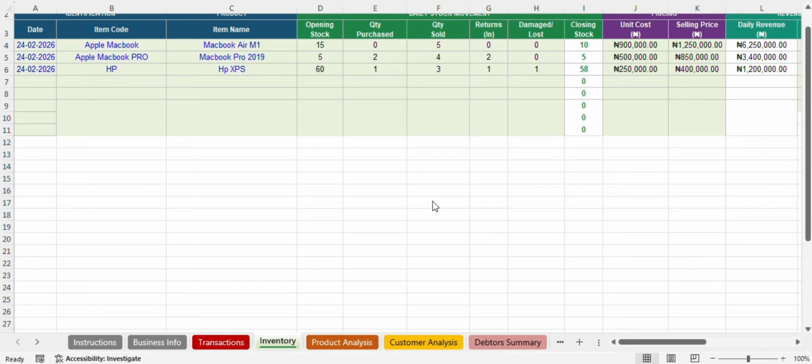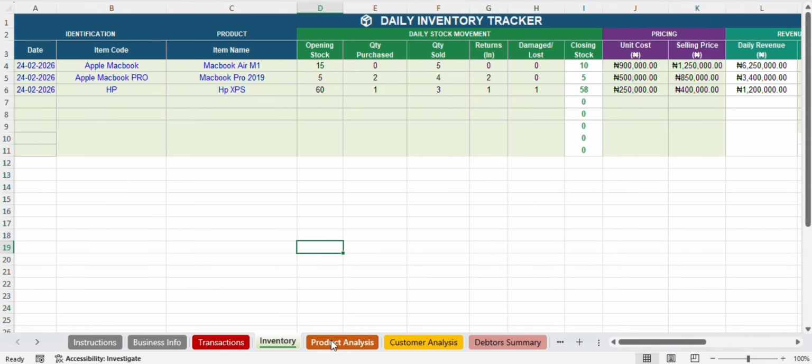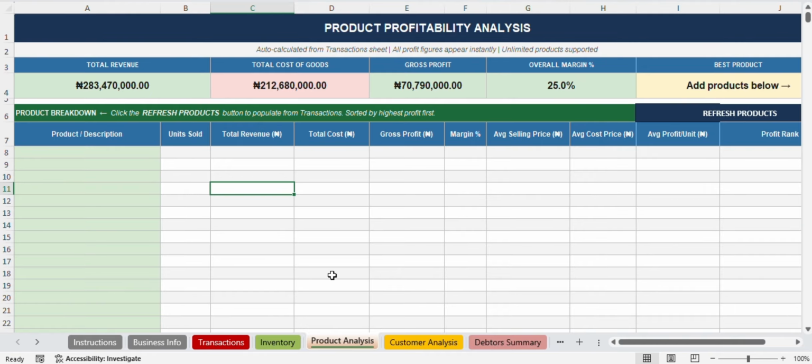Okay, welcome back. Second clip which you said is the product analysis. So let's move over to it. Now, product analysis is just very simple.